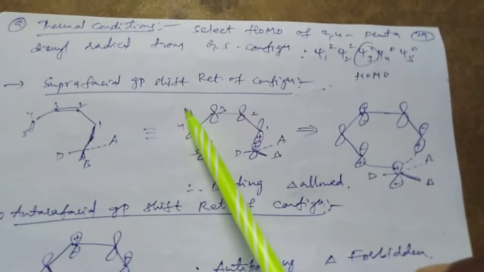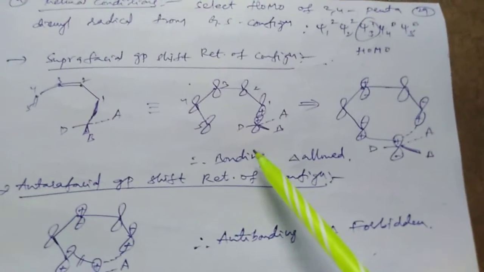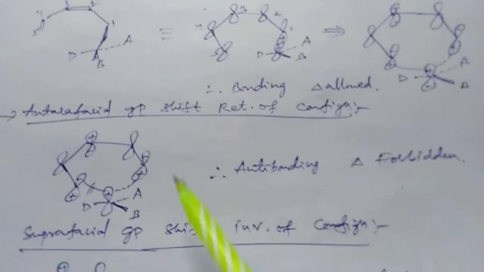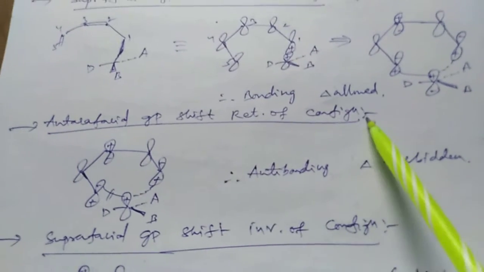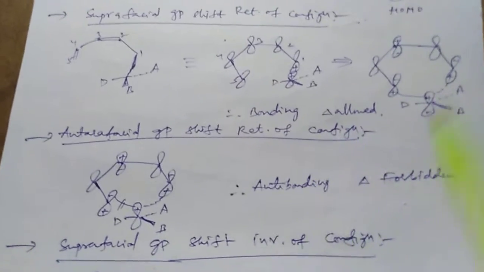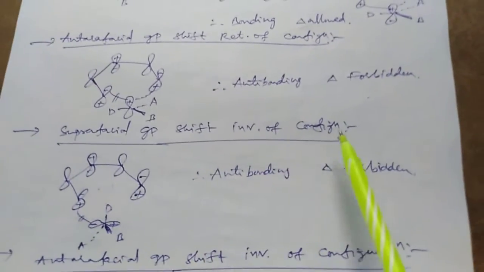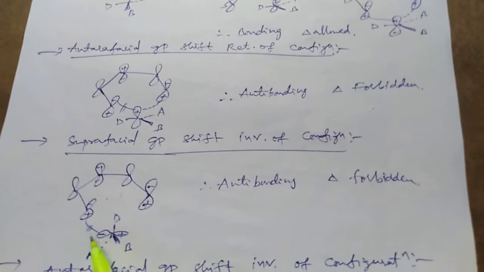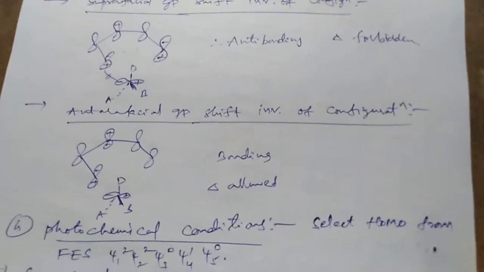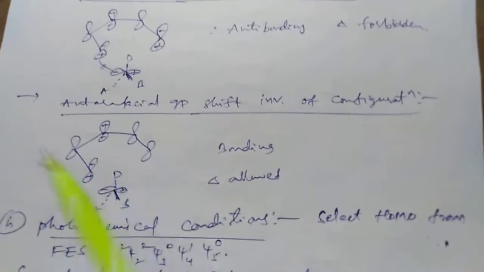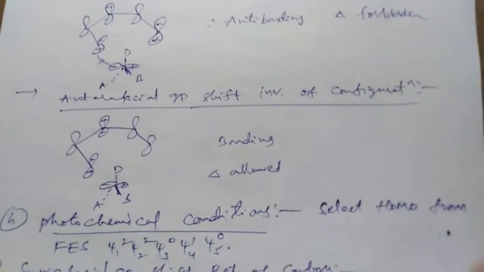For the suprafacial group shift with retention of configuration, a bonding interaction is developed, thermally allowed. In the antarafacial group shift with retention of configuration, the anti-bonding interaction is developed, thermally forbidden. Suprafacial group shift, inversion of configuration, the anti-bonding interaction because of the node is possible between the positive and the negative sign, thermally forbidden. In the case of the antarafacial group shift with inversion of configuration, the bonding interaction is developed between the group and the carbon chain, thermally allowed.